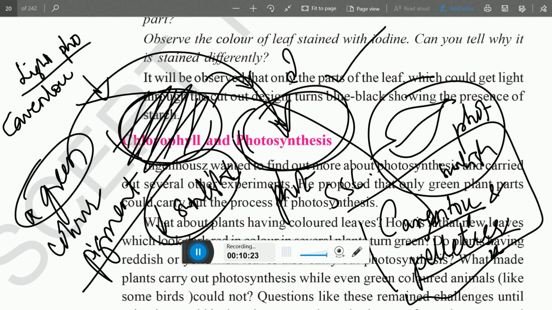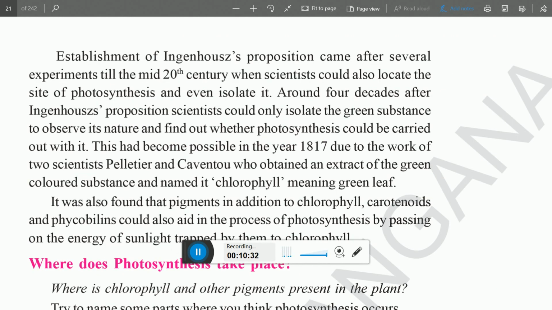So this is all for today, and in the next class we will discuss where photosynthesis occurs. We always say that photosynthesis occurs in a green plant, but where does it occur? We will see it with a very neat diagram. Have a good day all.